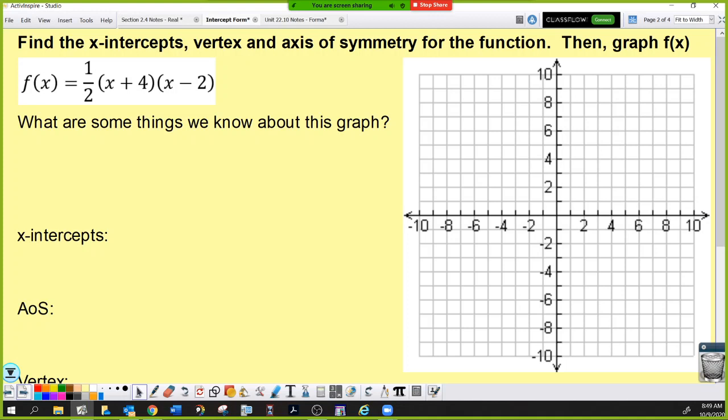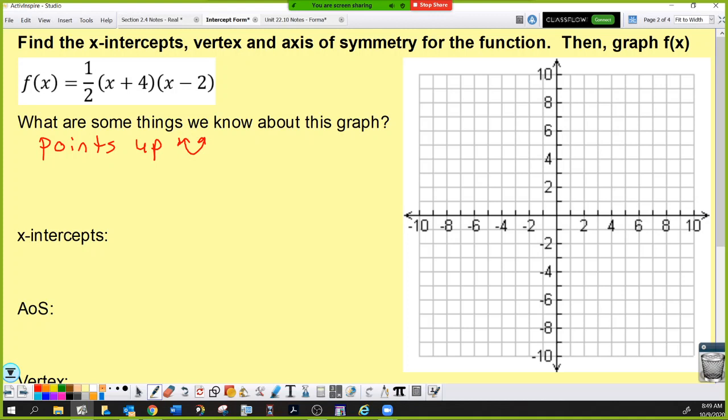Okay, anyway, so scary function here. 1/2 in front, and I have x plus 4 and an x minus 2. It says, what are some things we know about this graph? Just like last time, what are some things we know? Here's what we know. The number on the front is positive, so it points up. We know that because the number in front is positive.